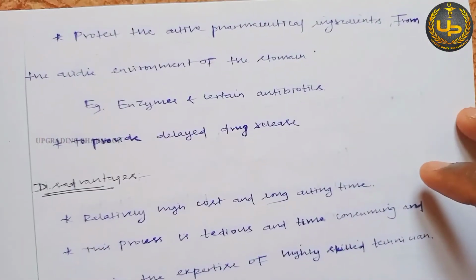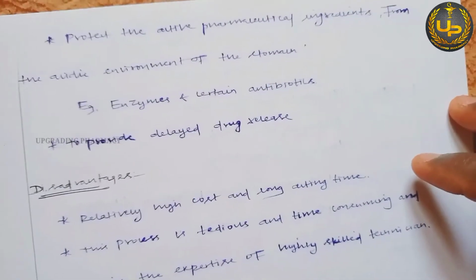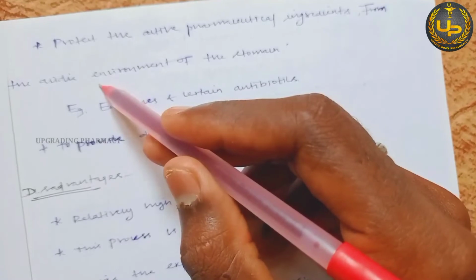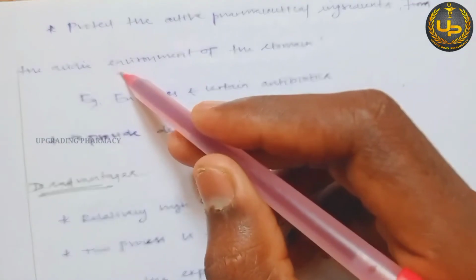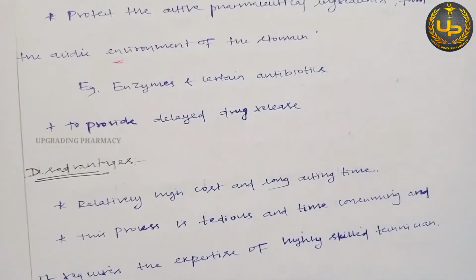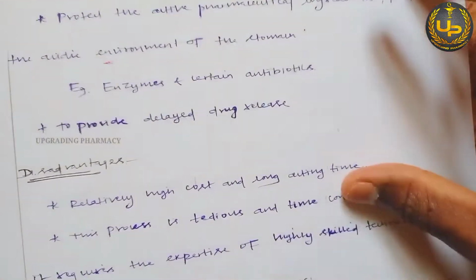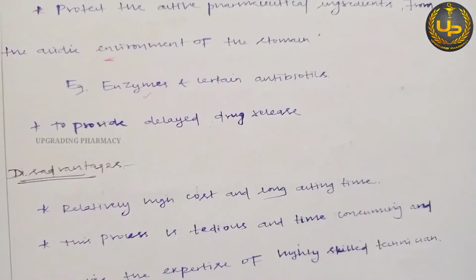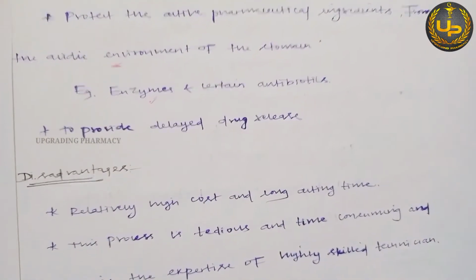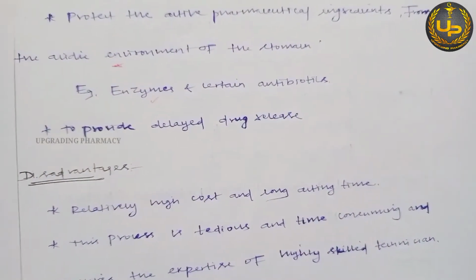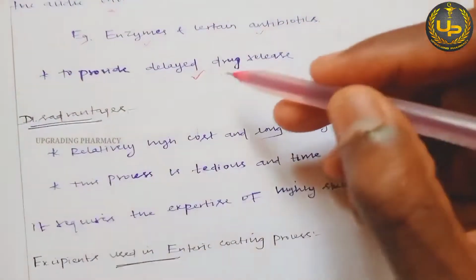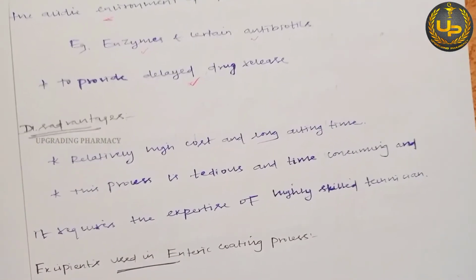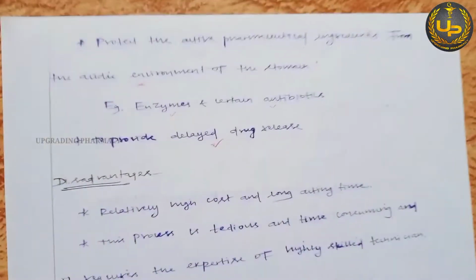To protect the active pharmaceutical ingredients from the acidic environment of the stomach. Some drugs will be degraded in acidic conditions, so these drugs are made more potent in the intestine by means of enteric coating. For example, enzymes are degraded in acidic medium, so we go for enteric coating. It will prevent the degradation of enzymes in the stomach. Certain antibiotics also. And to provide delayed drug release, we also go for enteric coating. So these are the advantages of enteric coating.